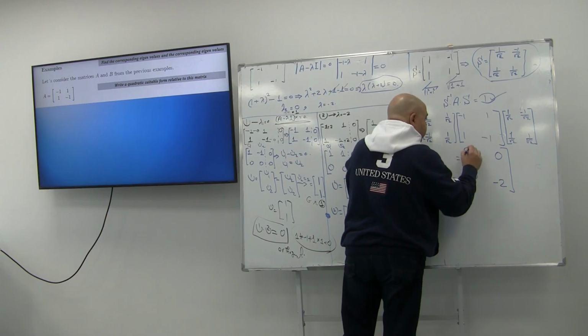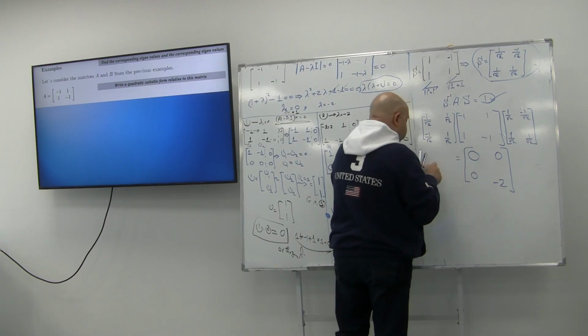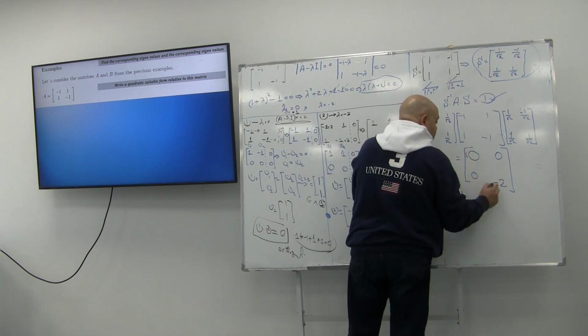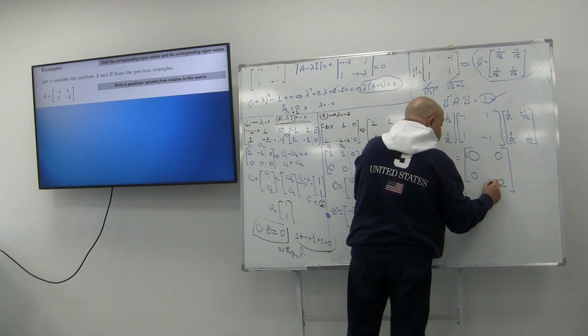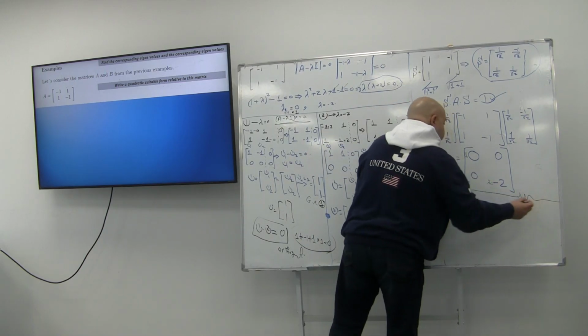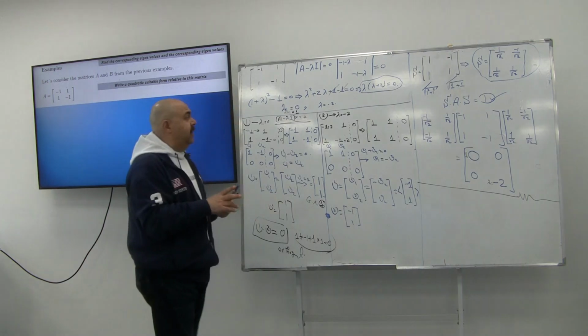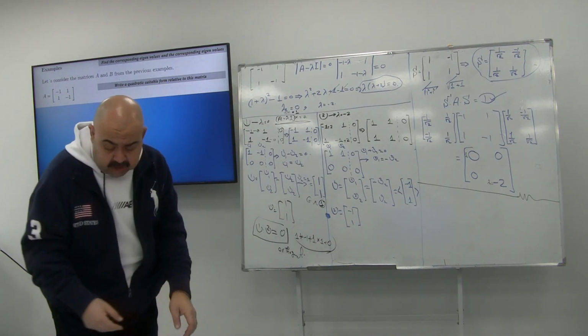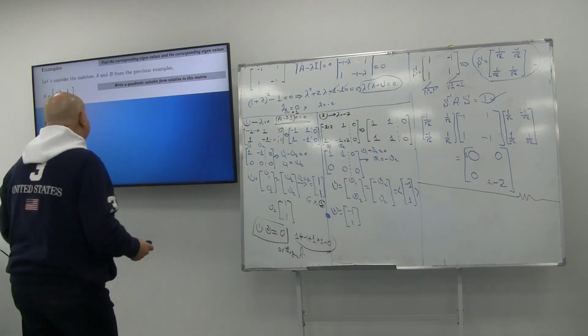Remark, this is lambda 1, and that is lambda 2. So a diagonal matrix with its principal diagonal elements being the eigenvalues of your matrix. All of this is stated here.